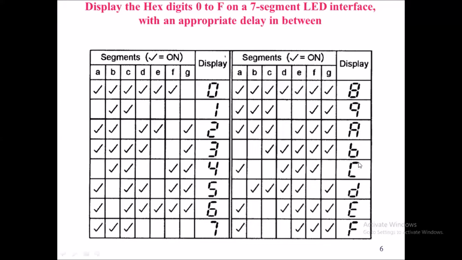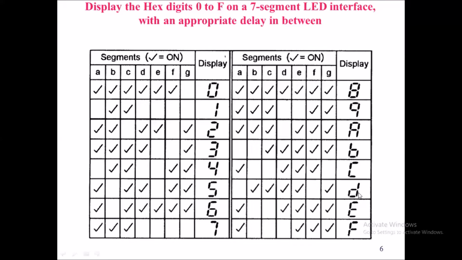If you want to display B, then segment C, segment D, segment E, as well as F and G should be selected. Again, we cannot display uppercase B on the 7 segment display, we can only display the lowercase b. If you want to display C, then segment A, segment D, segment E, and F should be selected.